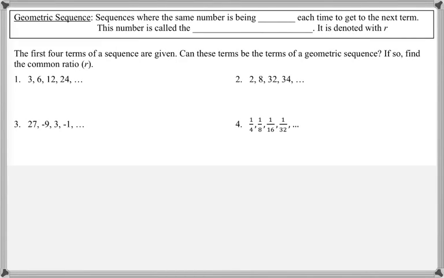In the previous section, we looked at arithmetic sequences, and that was where you were adding the same number each time to get to the next term. Now we're looking at geometric sequences, and these are sequences where the same number is being multiplied each time to get to the next term. And this number is called the common ratio.